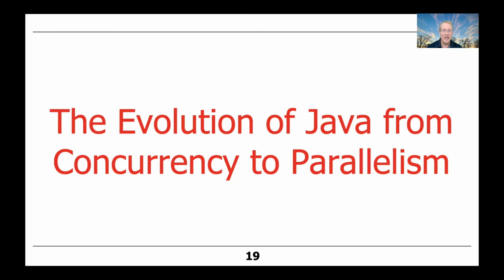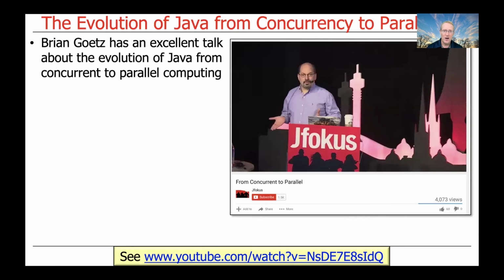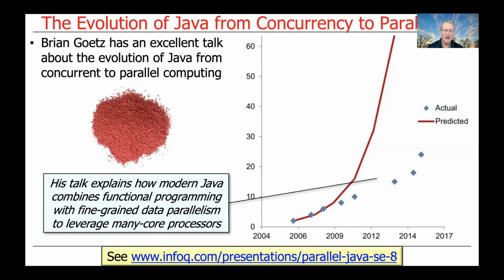Let's also talk about the evolution of Java from concurrency, which was its initial focus, to its more recent parallelism focus. There's an excellent talk by Brian Goetz, who's one of the senior architects of the Java platform, and he talks about the evolution of Java from concurrent to parallel computing. I recommend you watch that video. It's in the link at the bottom of the slide. And the point he makes there is that modern Java, namely Java 8 and beyond, combines functional programming with fine-grained data parallelism to more effectively leverage today's multi-core processors.